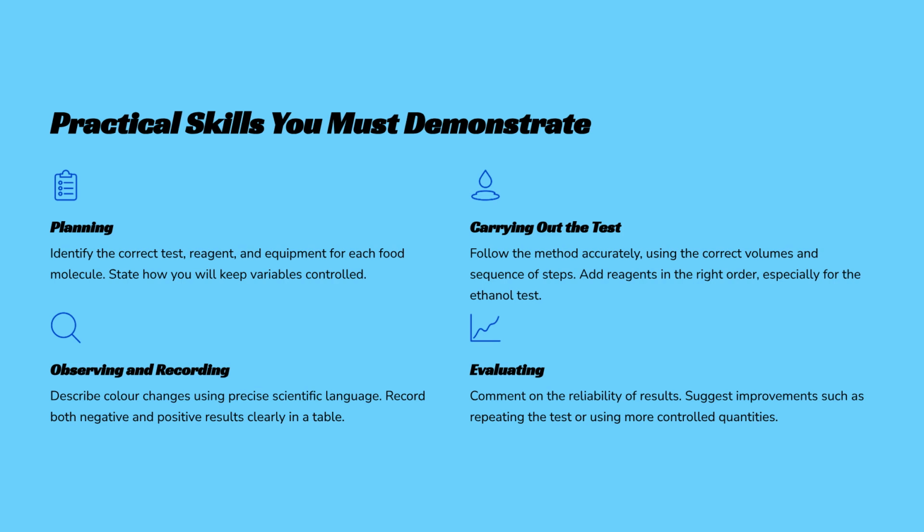To excel in your practical assessment, you must demonstrate 4 core skills. First, planning, identifying the correct tests and keeping variables controlled. Second, execution, following methods and reagent sequences accurately. Third, recording, using scientific language to describe color changes. And fourth, evaluation, commenting on reliability and suggesting improvements.